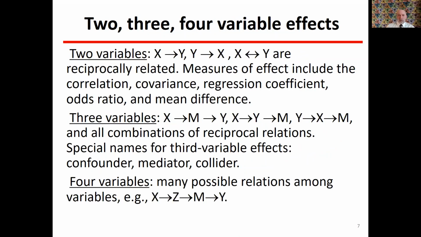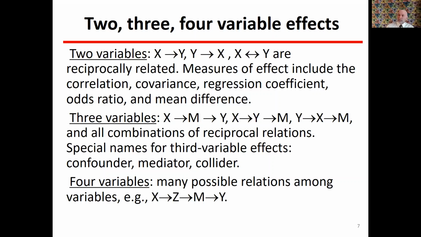Most of statistics focuses on two variable effects. With two variables, let's call them X and Y, there's a limited number of relationships. X could cause Y, Y could cause X, or X and Y could be reciprocally related. We have names for these two variable effects: correlation coefficient, covariance, regression coefficient, odds ratio, or mean difference. Mediation is an example of a third variable effect.